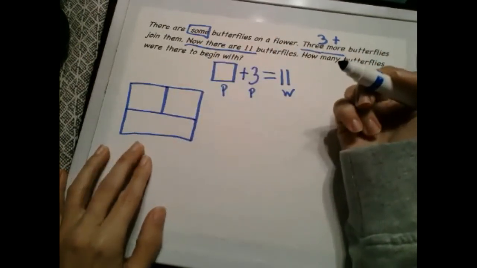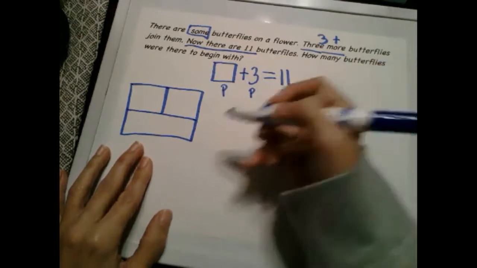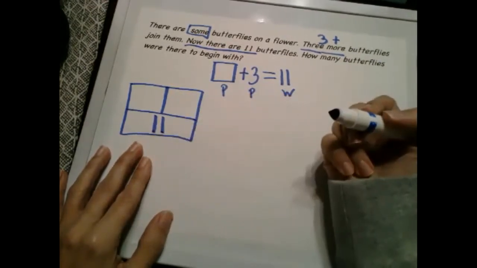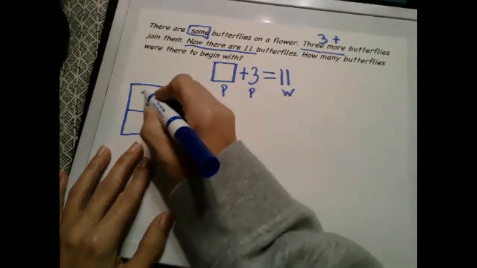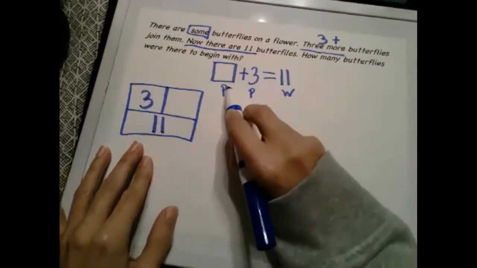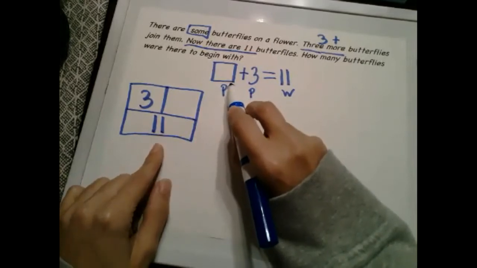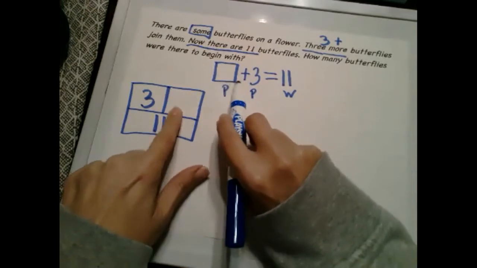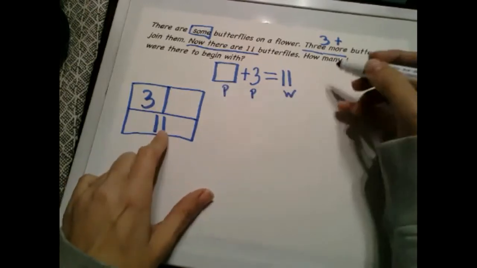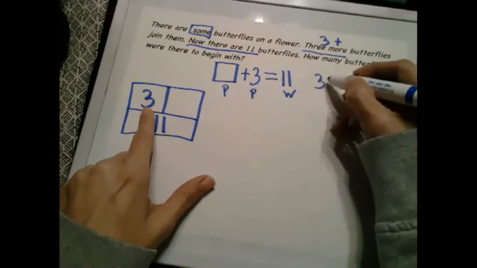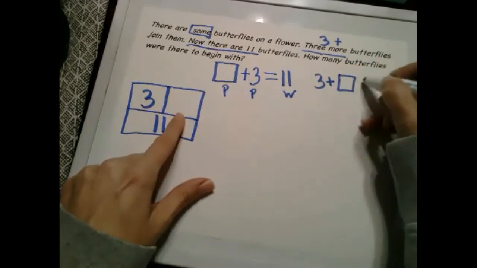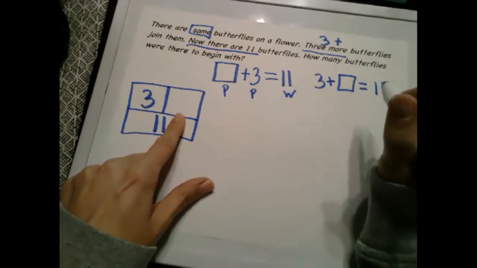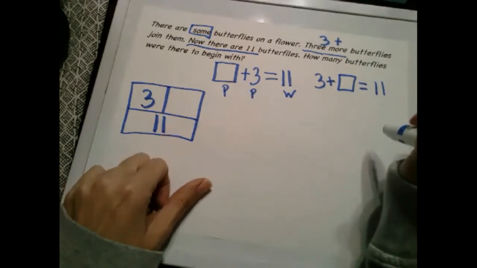What is our whole? There are 11. What is the part that you know? 3. And we need to figure out what our missing part is, how many we started with. So we know a part plus 3 equals 11. We also know that 3 plus our other part will equal 11. So how would I solve that?